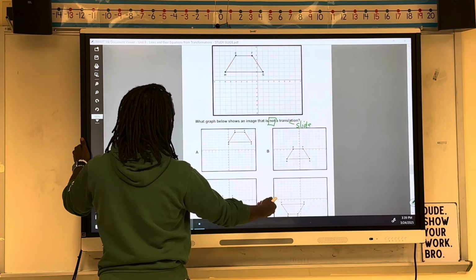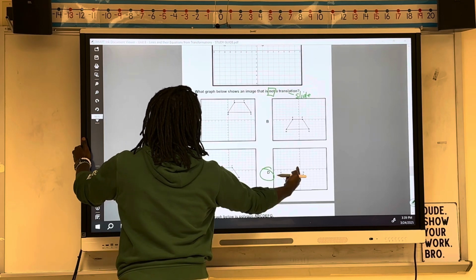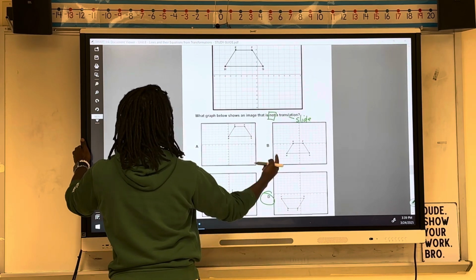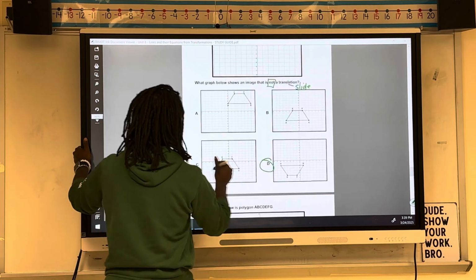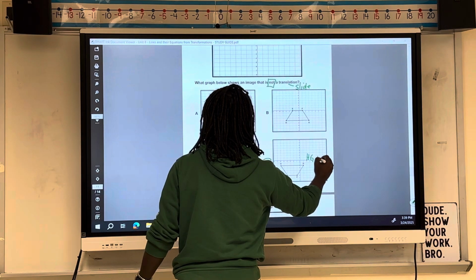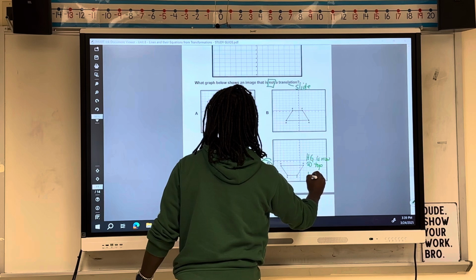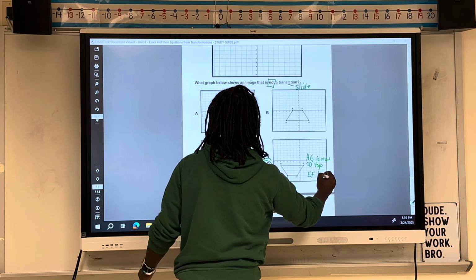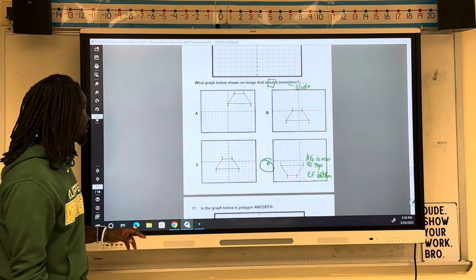But for D, you see how it's upside down? HG is now at the top, while it was on the bottom to begin with, and EF is at the bottom. I just wanted you to see that. It's a flip. It's flipped there.